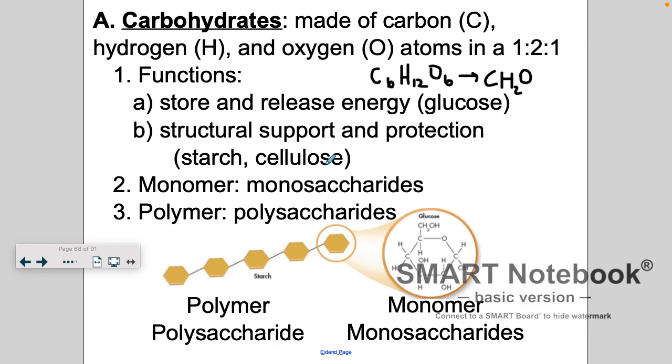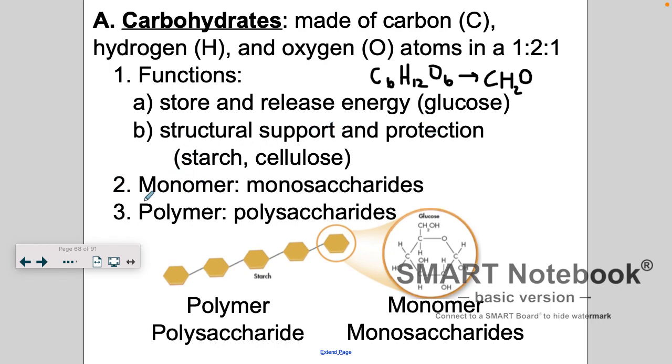So the cell wall provides a rigid protection outside of the cell membrane for a plant cell. Cellulose, it's really hard for us, like certain animals, to break down. So sometimes when you eat corn, you might poop out corn. Well, that's probably the cellulose there. So carbs, 2 jobs: store and release energy, and then structural support and protection.